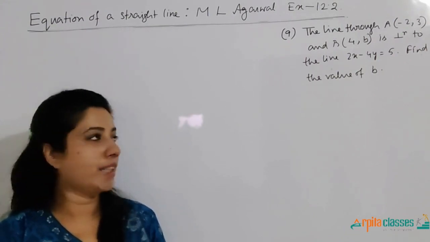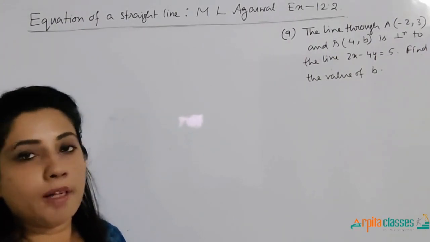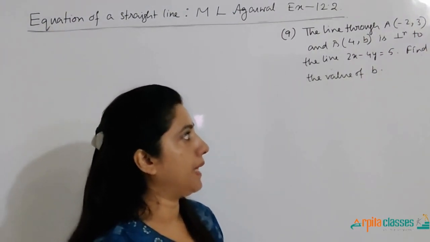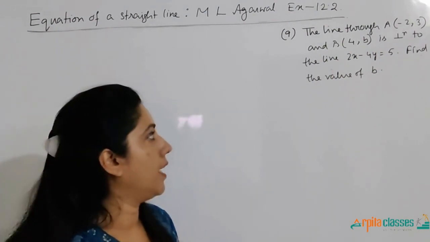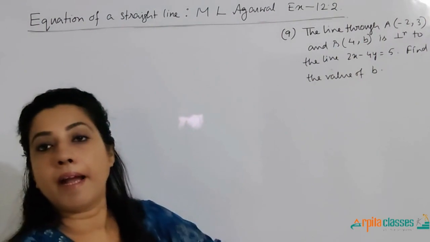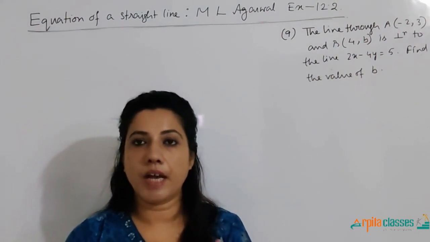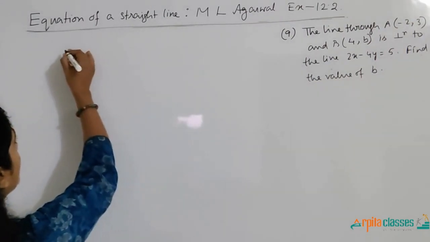Let us proceed to the next question, question number 9. The line through A(-2, 3) and B(4, b) is perpendicular to the line 2x - 4y = 5. Find the value of b. Again, they are perpendicular, means we have to again use the criteria m1 into m2 is equal to -1. So let us find out the slope of the first line.